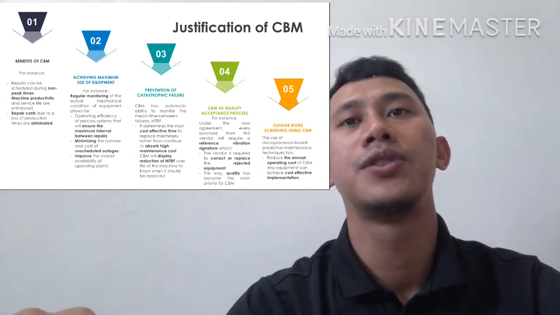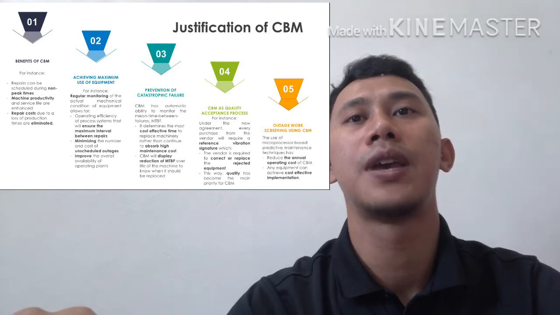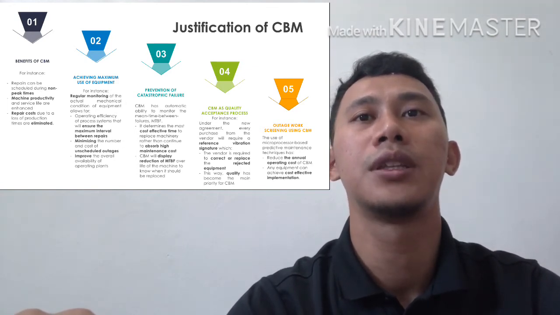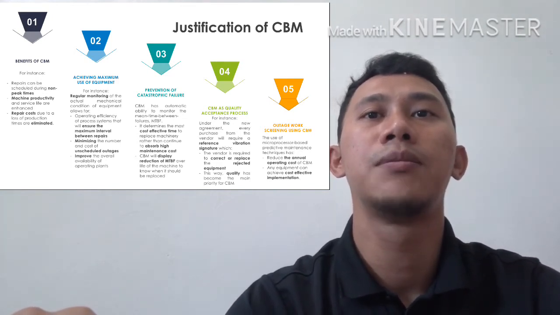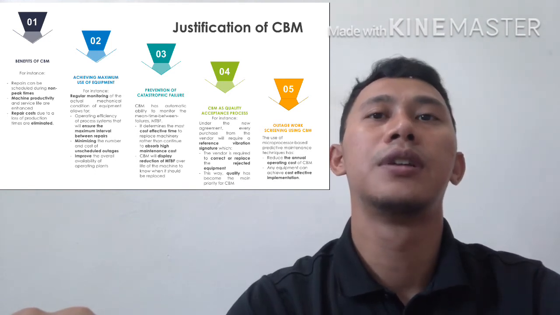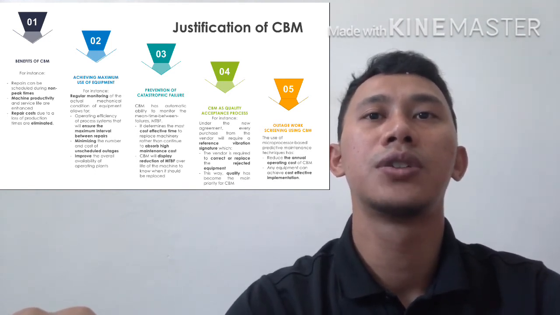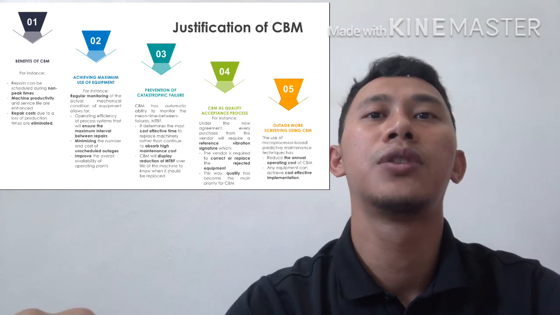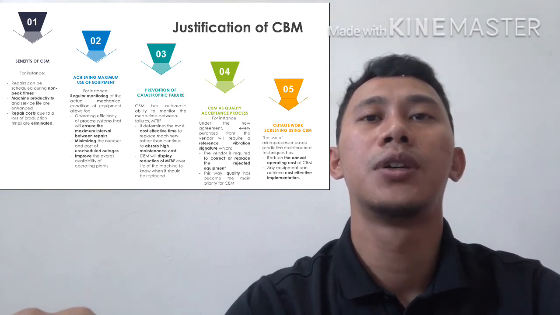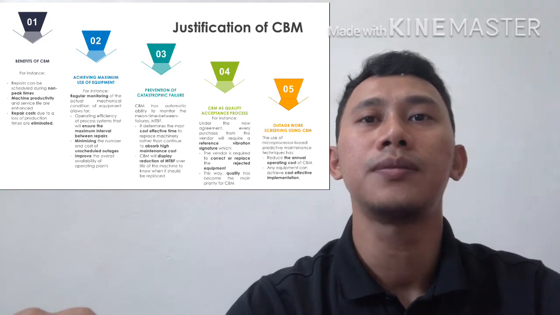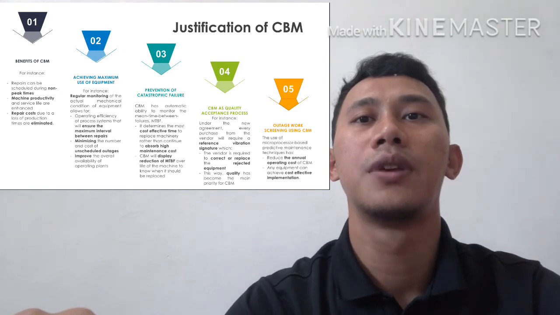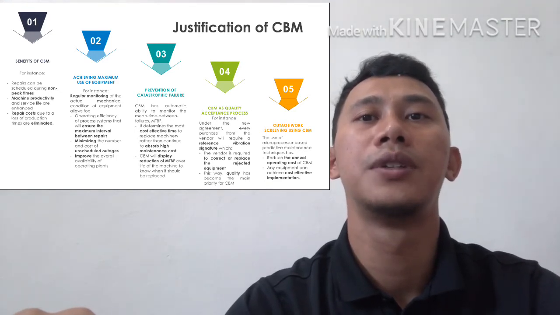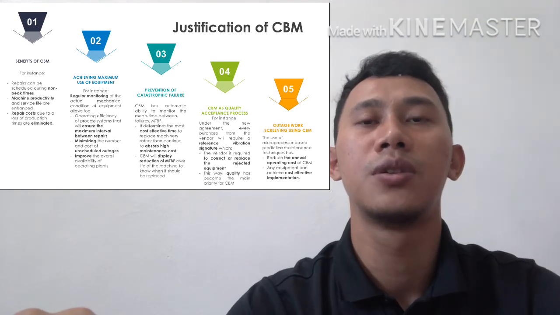Third, prevention of catastrophic failure. CBM has automatic ability to monitor the mean time between failure (MTBF). It determines the most cost-effective time to replace machinery rather than continue to absorb high maintenance costs. CBM will display reduction of MTBF over life of the machine to know when it must be replaced.